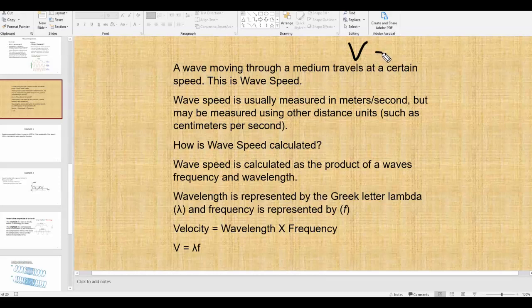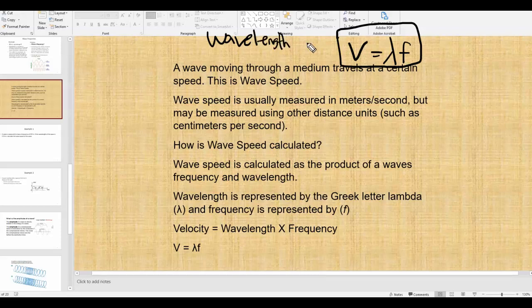V is equal to lambda, remember that's the wavelength, times the frequency, that's f, that's measured in hertz. That is it. This is the only equation in this unit. This is the wave equation. Wave speed is equal to wavelength times frequency.